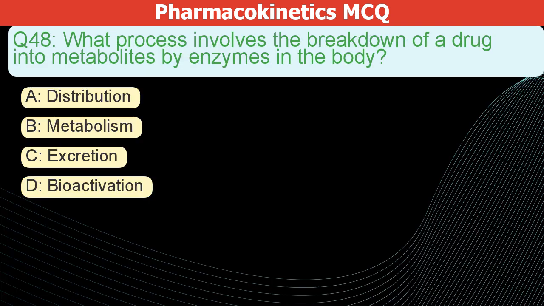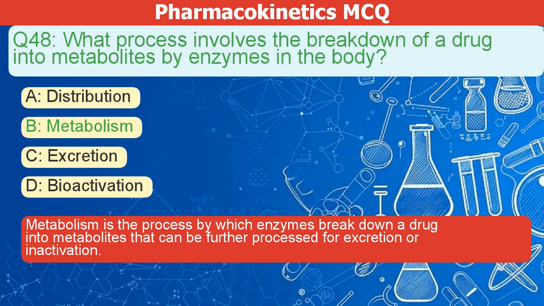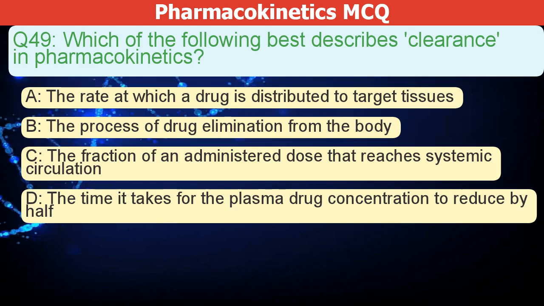What process breaks down a drug into metabolites using enzymes in the body? A. Distribution. B. Metabolism. C. Excretion. D. Bioactivation. The correct answer is B. Metabolism is the process by which enzymes break down a drug into metabolites that can be further processed for excretion or inactivation.